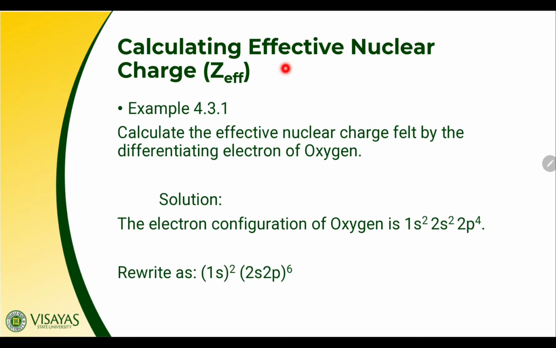Okay, let's have an example. Calculate the effective nuclear charge felt by the differentiating electron of oxygen. So when we write the electron configuration of oxygen, we have 1s2, 2s2, 2p4. So the first step is we rewrite it. We start with the 1s, we have our 2 here, then 2s, 2p. We have 2s, 2 plus 4, so we have 6 total here.